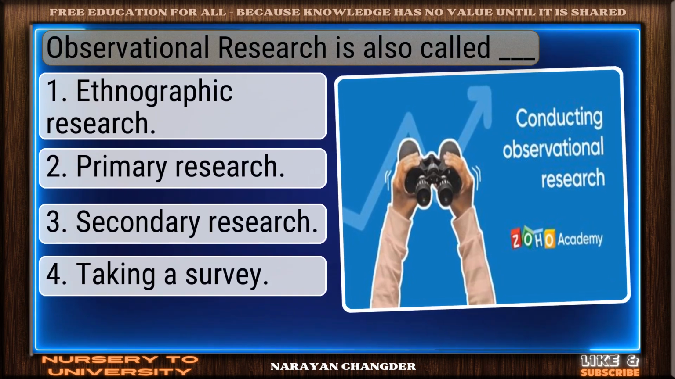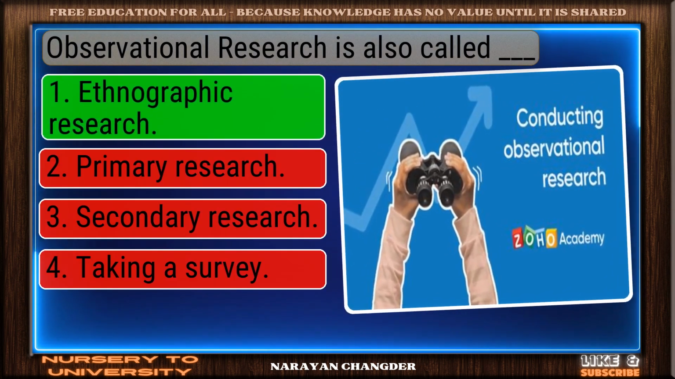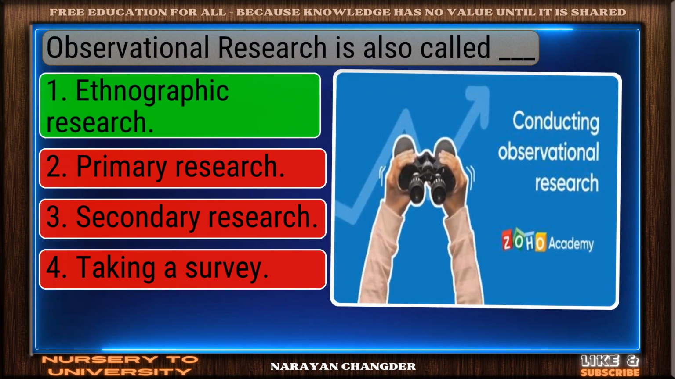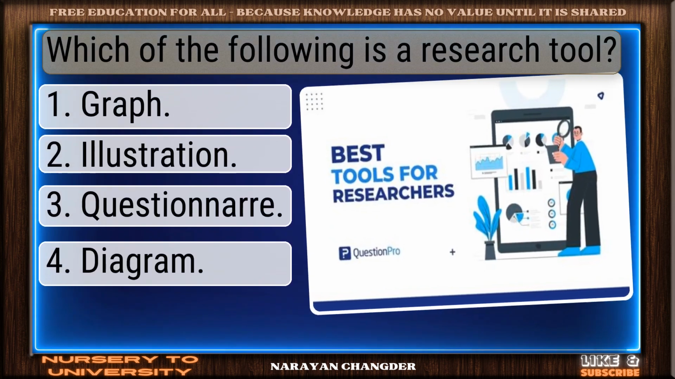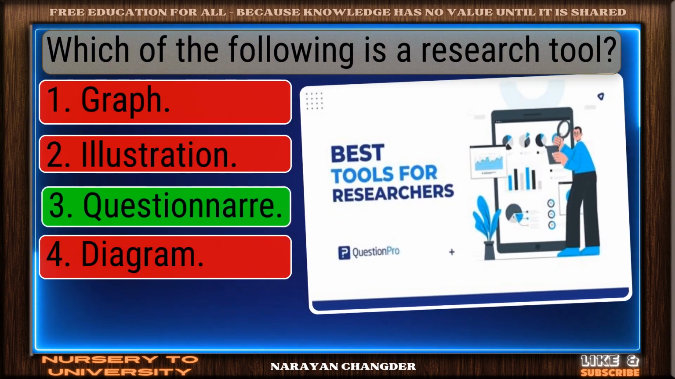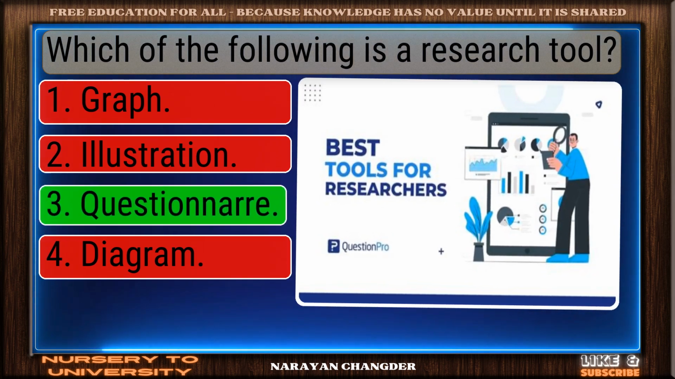Observational research is also called dash. Strong choice. Ethnographic research is the right answer. Which of the following is a research tool? On track. Questionnaire is the correct answer.